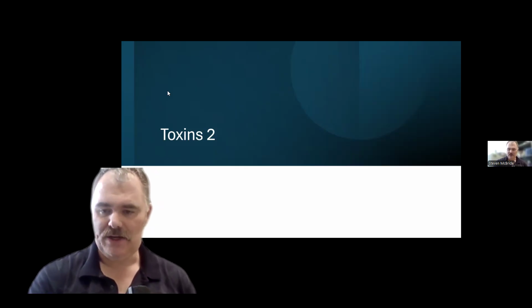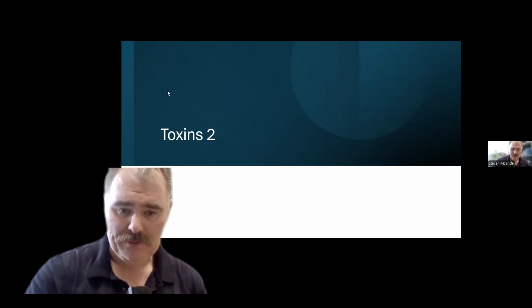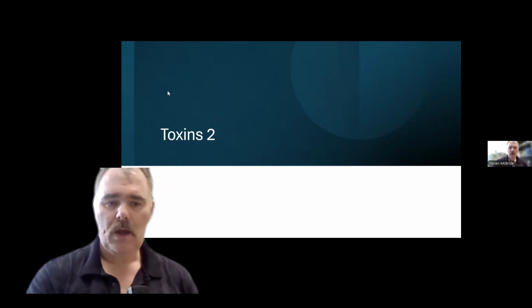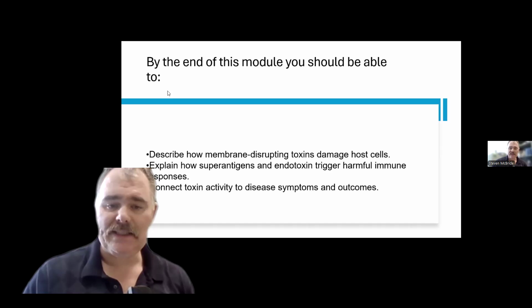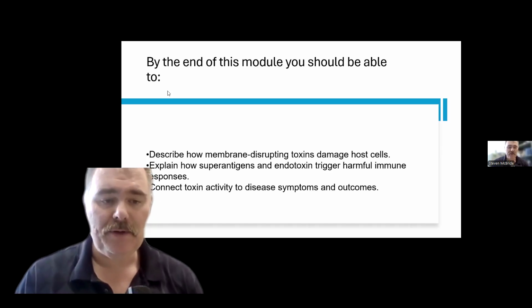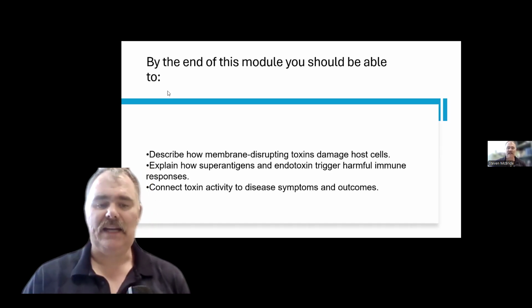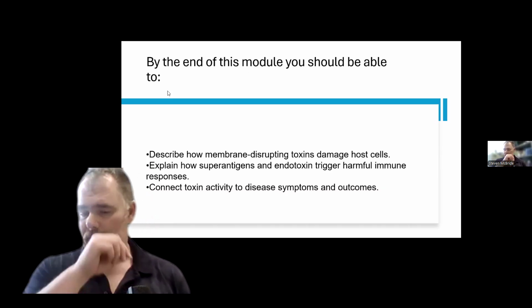And by the end of the lecture, you should be able to describe how membrane disrupting toxins damage host cells, explain how superantigens and endotoxins trigger harmful immune responses, and connect toxin activity to disease symptom and outcome.